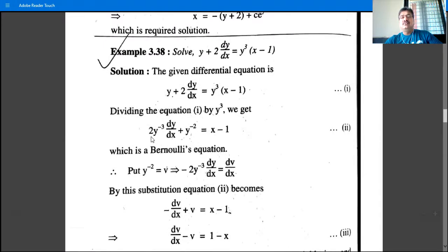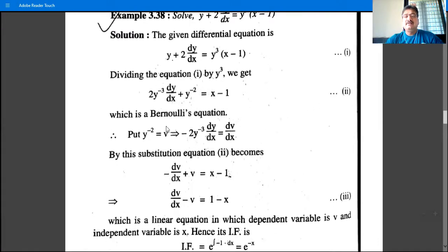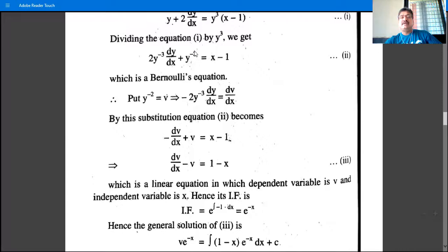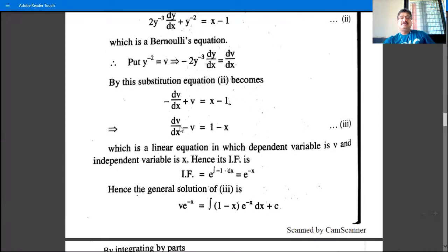So we have 2 y raised to minus 3 dy by dx; y raised to 1 into y raised to minus 3 is y raised to minus 2, is equal to x plus 1. Then substitute y raised to minus 2 as v, and so its derivative is minus 2 y raised to minus 2 minus 1, which is minus 3, dy by dx equals dv by dx. So substitute this as minus dv by dx, the value of this quantity; y raised to minus 2 as v is equal to x plus 1.